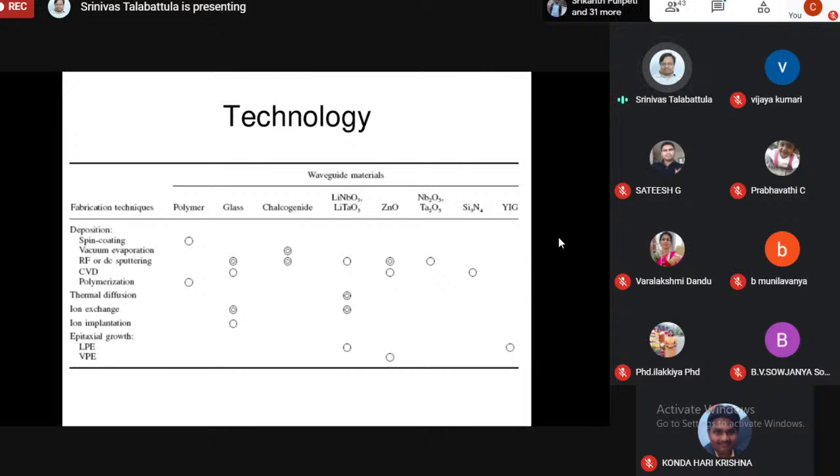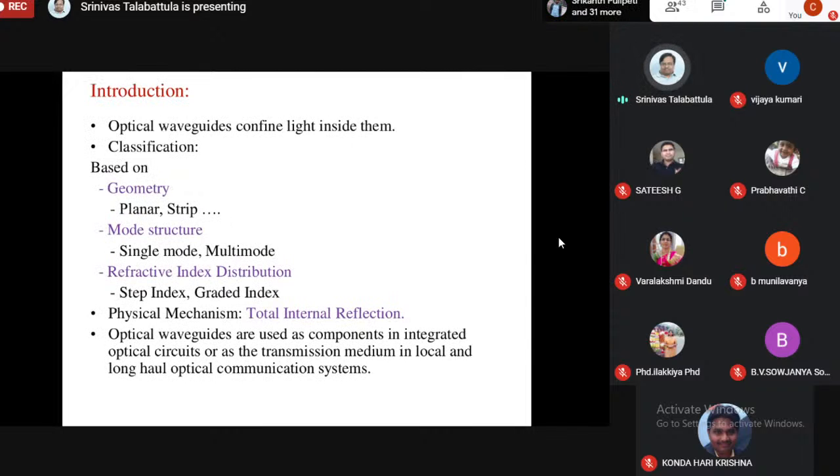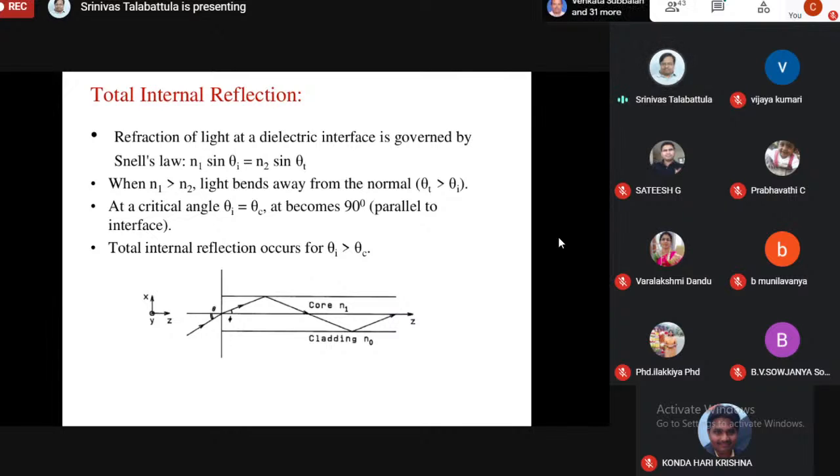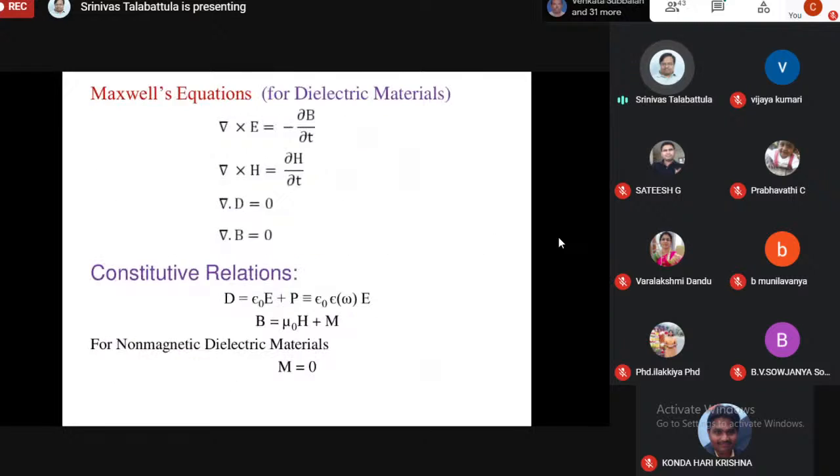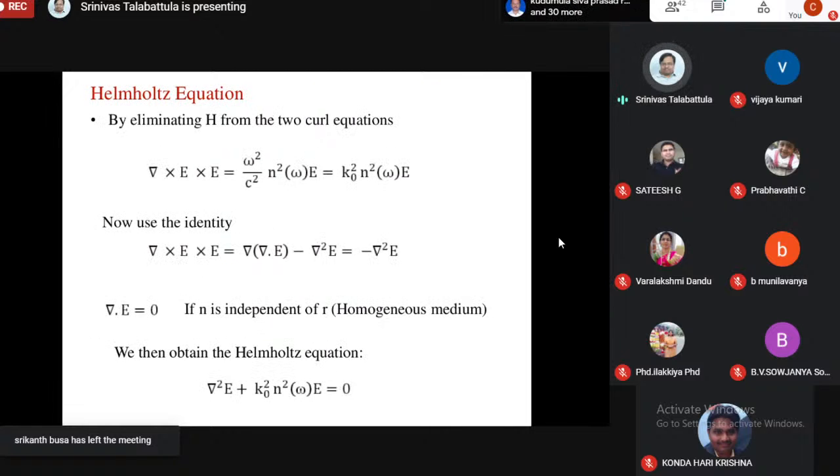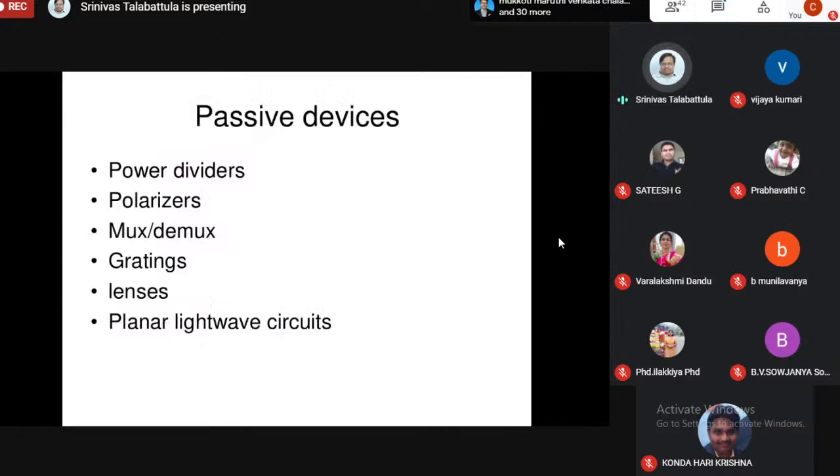Because we don't have so much time, I will just simply skip through some of this and I'll highlight one or two important points. The modes of the optical waveguides are important. That's what I said in the previous talk. Of course, for the modes, you have to solve the Maxwell's equations with corresponding boundary conditions and all those things. And you can create a lot of passive devices.